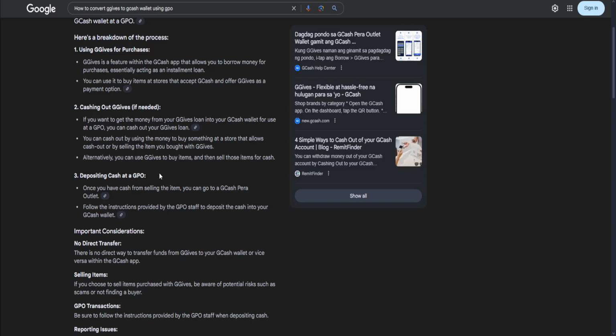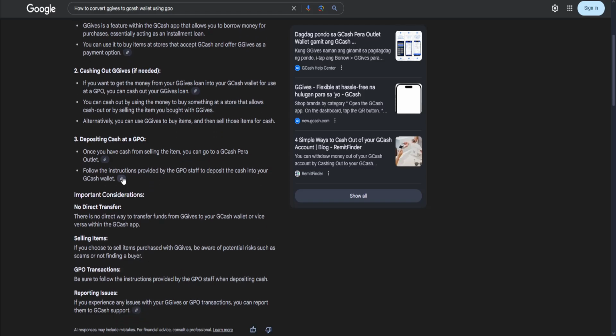And then lastly, you want to deposit the cash at GPO. So once you have the cash from selling the item, you can go to the GCash Payroll outlet, or the GPO, and then follow the instructions provided by the GPO staff to deposit the cash into your GCash wallet.